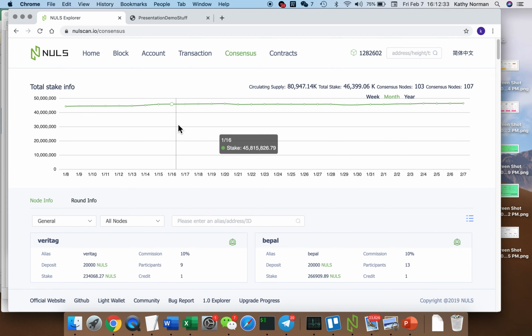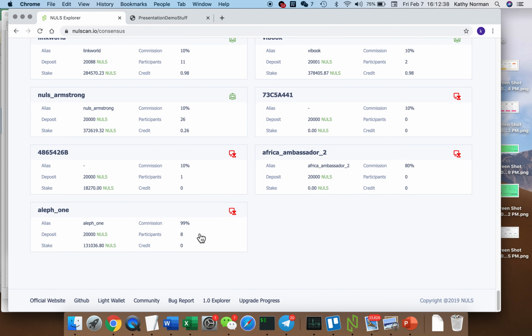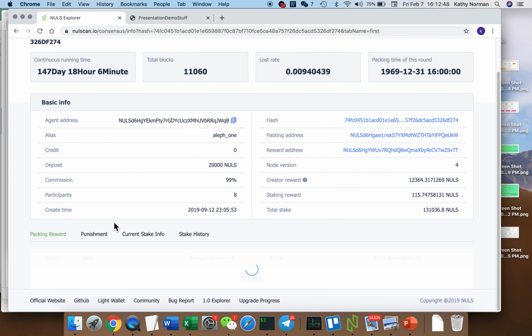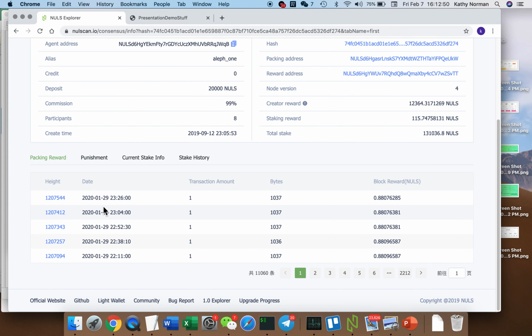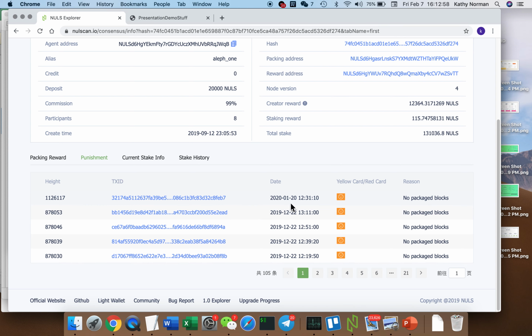Now let's just take a look at our consensus nodes. There are 103, as we mentioned, but not all nodes are in action. Notice these bottom 4 nodes are red flagged. They're no longer getting paid anything. If I go to this one right here, for example, this node was last paid January 29th. And that's because if we take a look at the punishment list on the 20th of January, and before that, this node was red flagged, was yellow flagged.